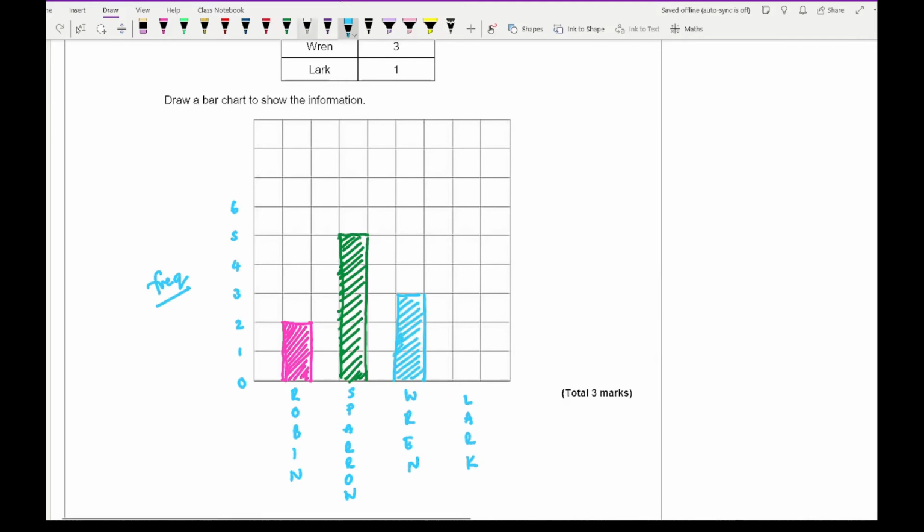And then the lark, probably not use red, is 1. So just make sure that you've got equal bars, the widths of the bars are all the same, and you've got the correct frequency, and that you've also labelled the 2 axes.